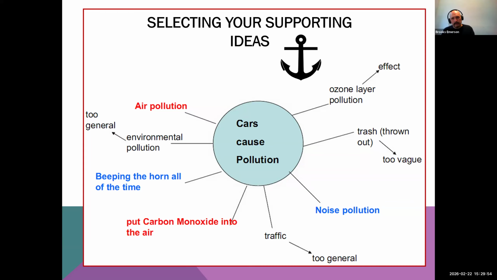My first supporting sentence is going to be: first, they cause air pollution. And how do they cause air pollution? Look at the other thing down here. They put carbon monoxide into the air. And then I've chosen noise pollution. And how do they cause noise pollution? By beeping the horn all the time. So first you have your topic sentence, cars cause pollution in Istanbul. And then you support that. You say first they cause air pollution, also they cause noise pollution.